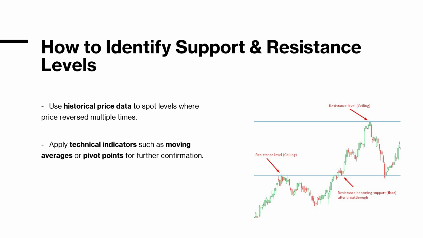Additionally, you can enhance your analysis using technical indicators like moving averages or pivot points. Moving averages act as dynamic support and resistance zones as they move with the price, while pivot points provide predetermined levels based on historical data. As you can see on the chart, resistance levels can turn into support after a breakout. This concept, known as role reversal, is critical in trading. For example, once the price breaks through resistance, traders may watch for that level to become a new support level during pullbacks. By combining these methods, you can more confidently identify zones where the market may react and plan your trades accordingly.